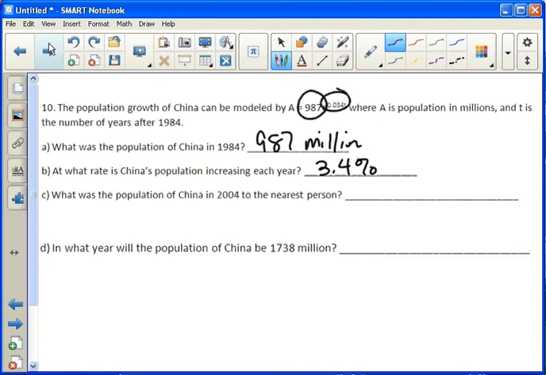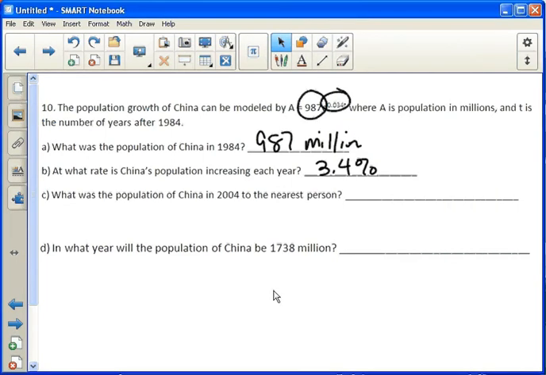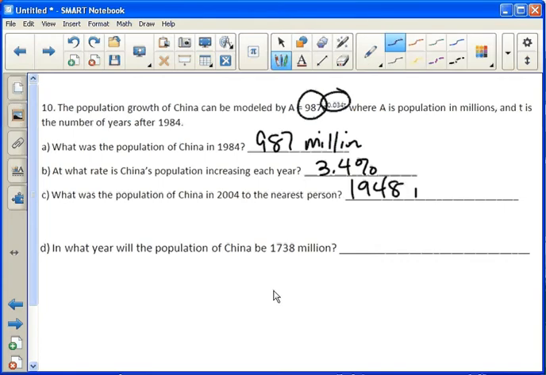What was the population of China in 2004 to the nearest person? So since it was 1984, 2004 is 20 years later, so I plug in 987 times e to the 0.034 times 20. We get 1948 million, which is really like 1.9 billion.